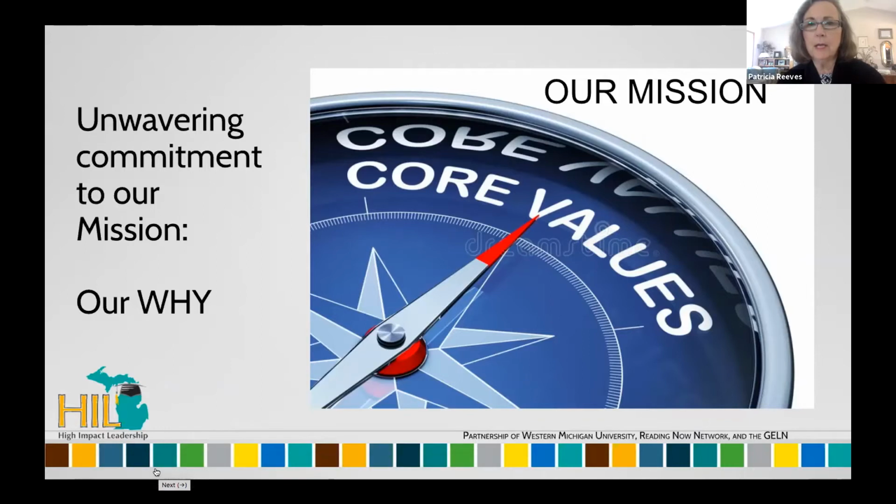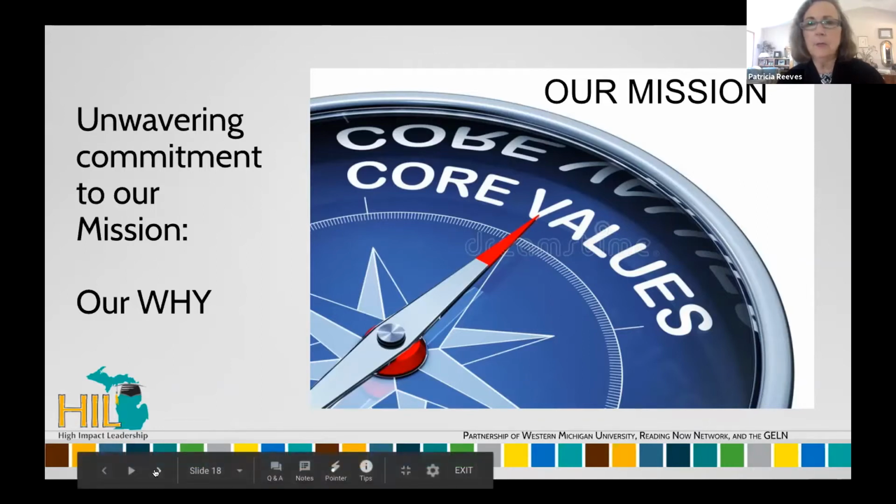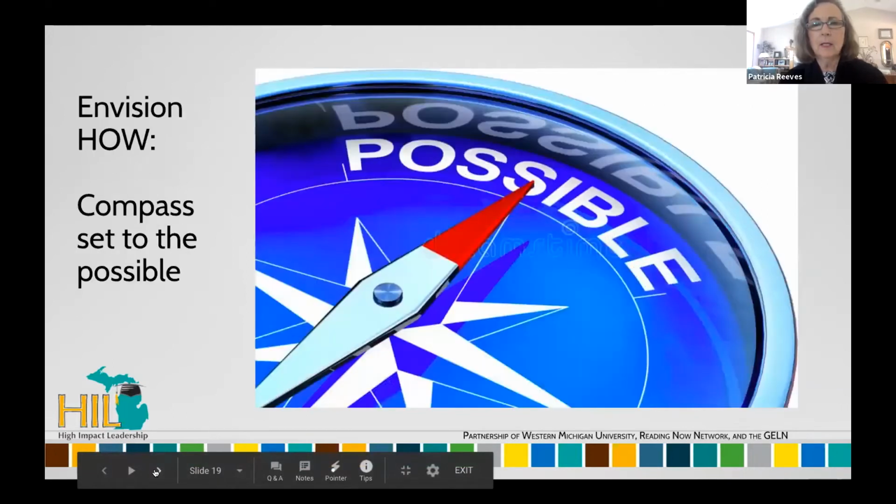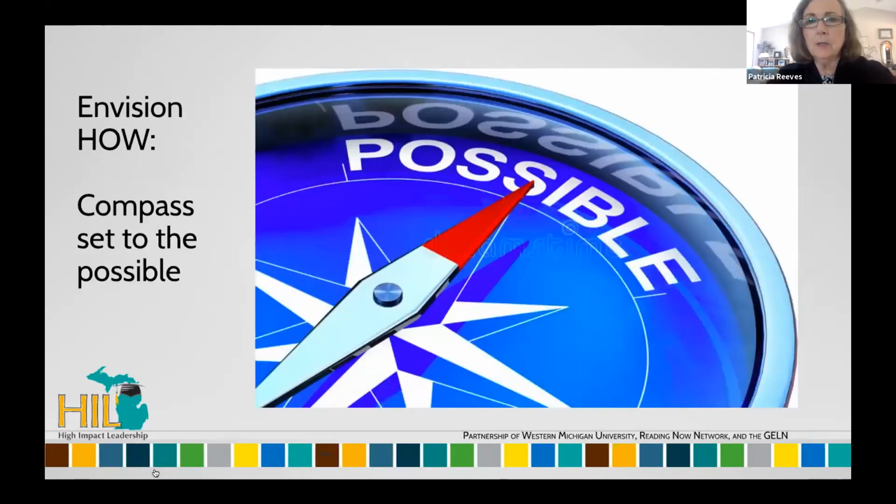When we lose sight of that mission and the core values that drive our mission, that's when we can start to get lost. We also need to make sure that our compass is focusing on the possible, on the opportunity that is in all the things that are unfolding around us.